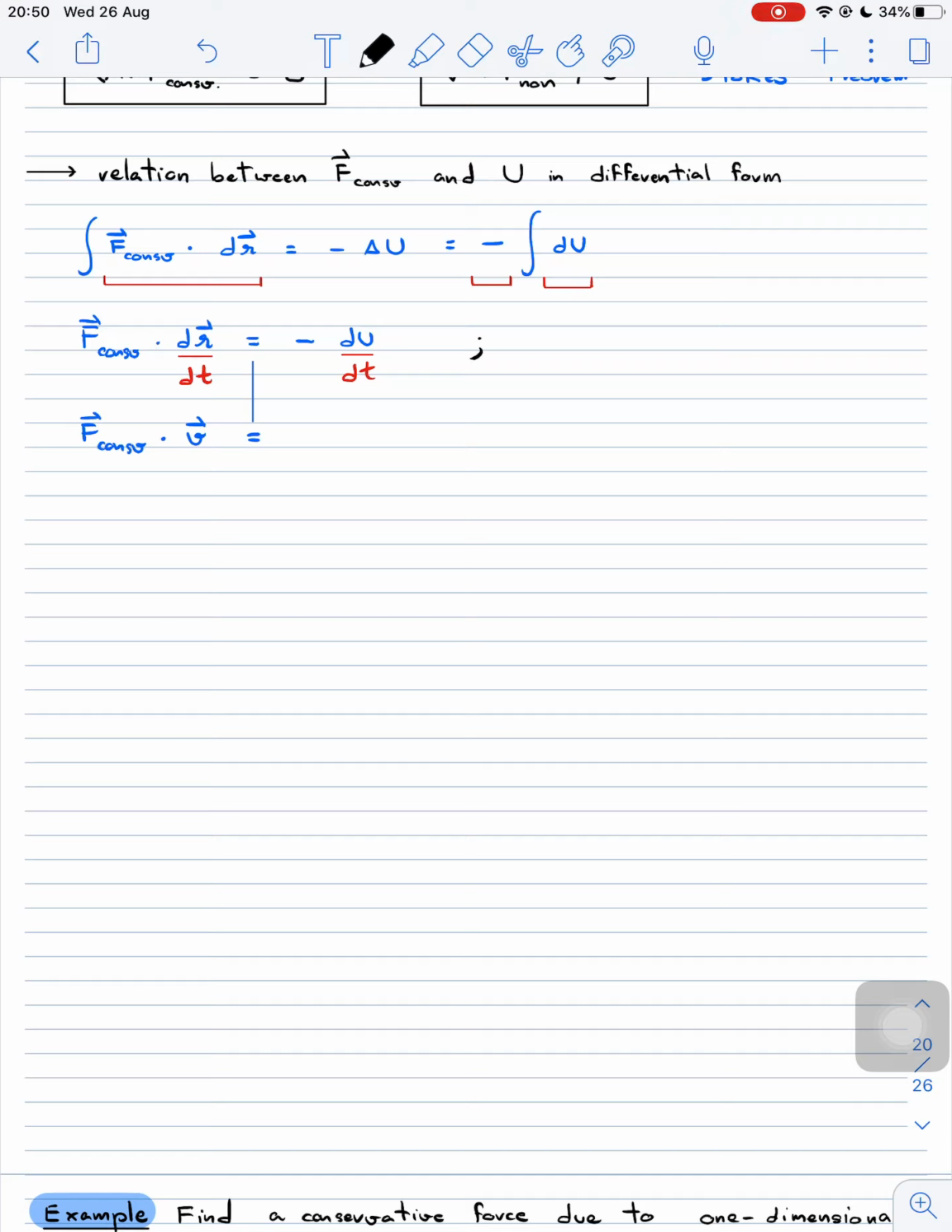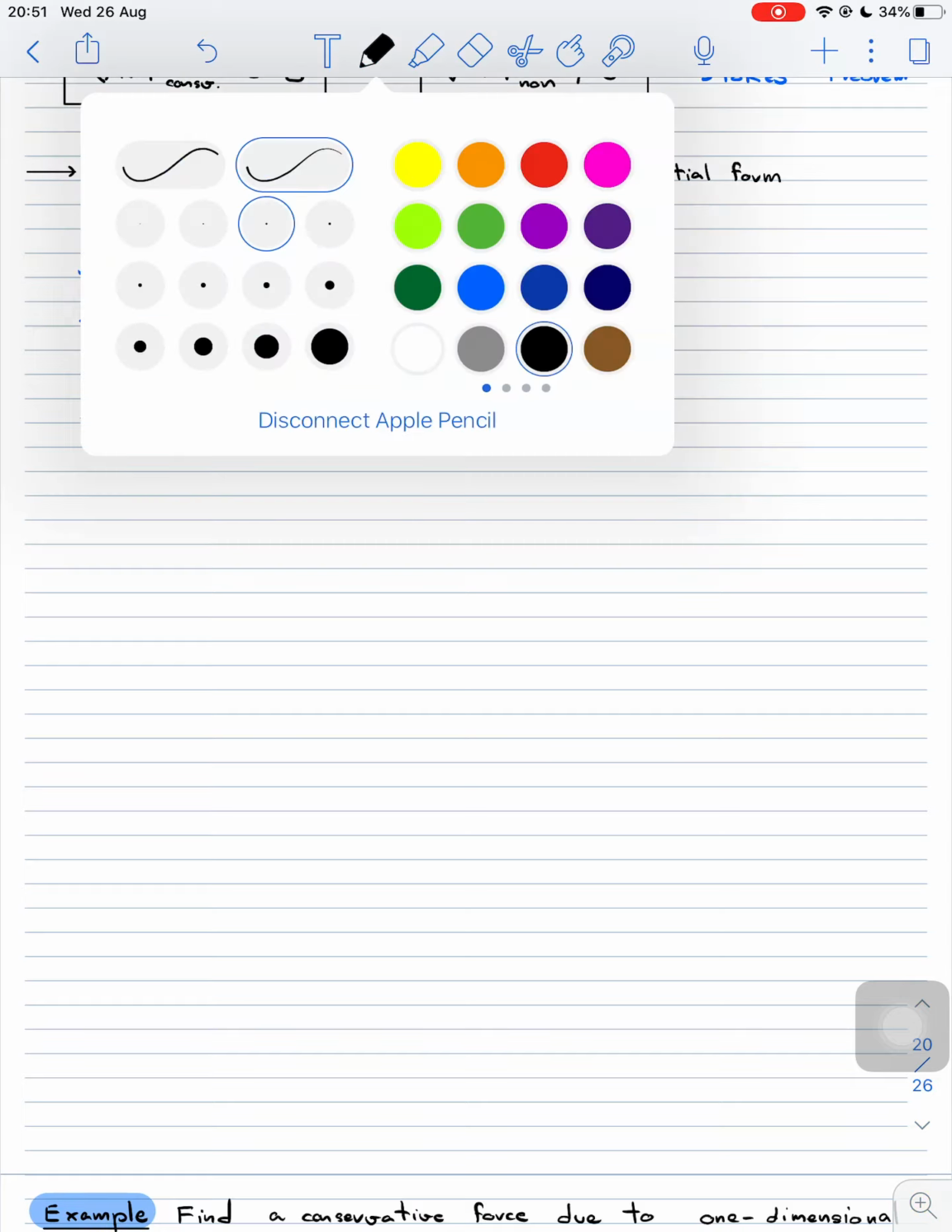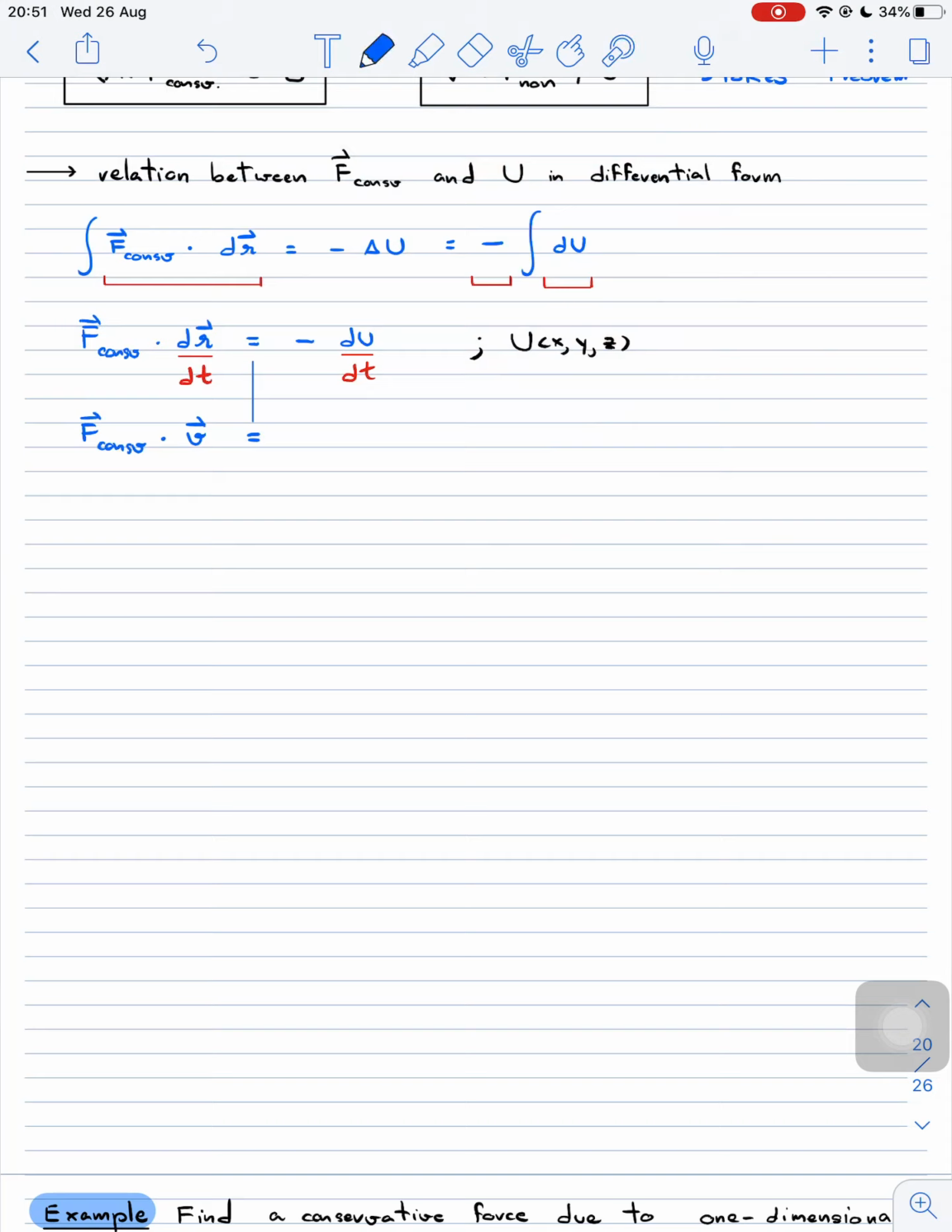One thing that you need to know is, if you remember, the potential energy depends on x, y, and z. The potential energy depends on the position of the object, the same as U_G equal to mgy or U_S equal to 1/2 kx squared. It just depends on position, not time. In this case, we want to find the total derivative of u with respect to t, so we need to use the chain rule.